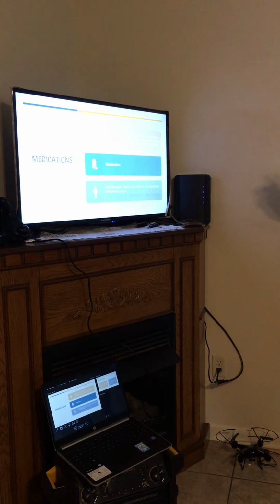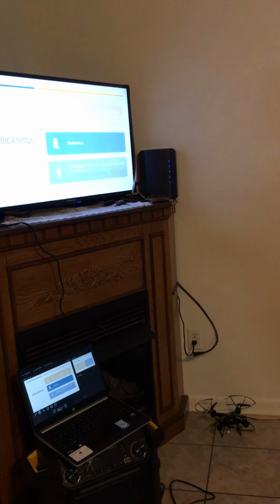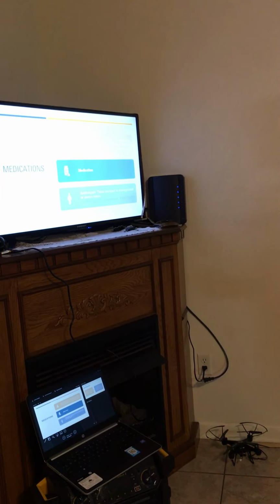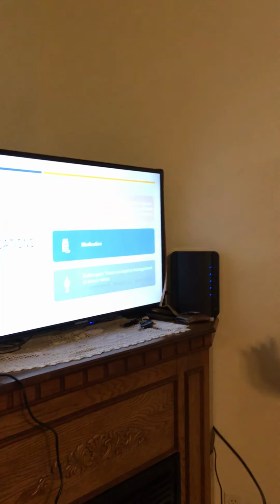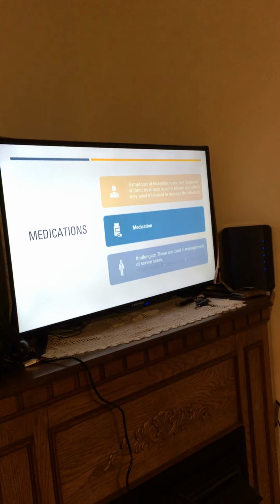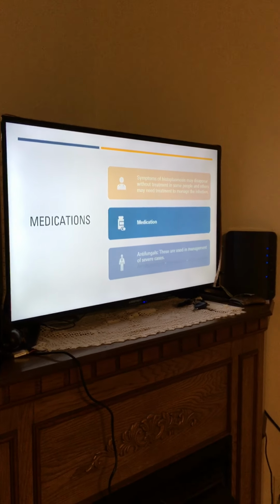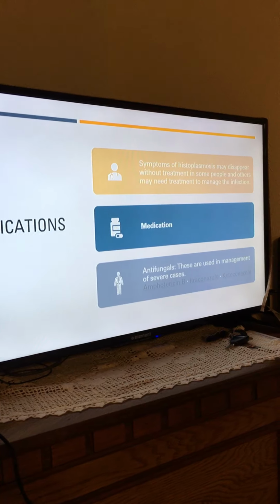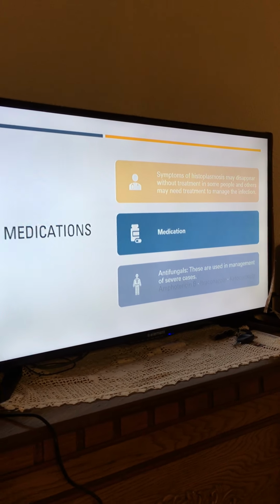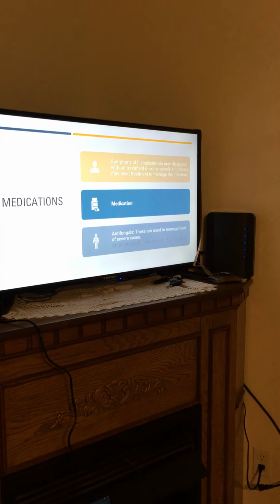Symptoms of histoplasmosis may disappear without treatment in some people, and others may need treatment to manage the infection. Medications are only taken if the disease becomes very severe. Most of the time, they will not give you medication because your body is able to fight against it, especially if you're healthy.